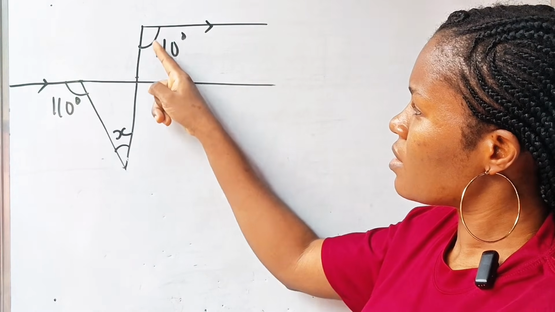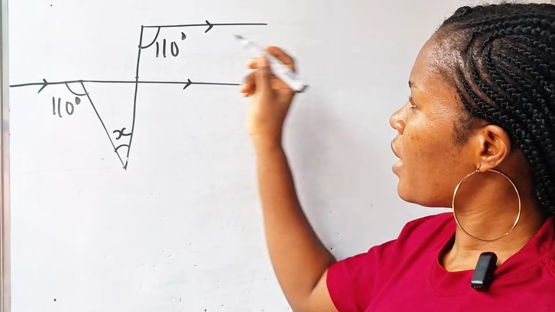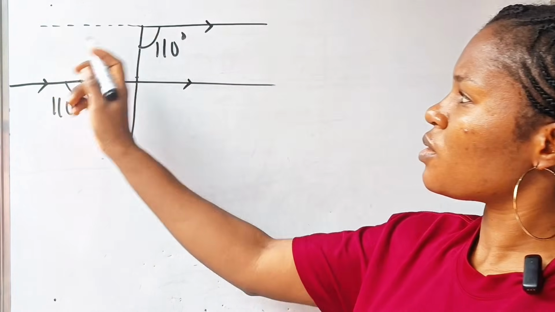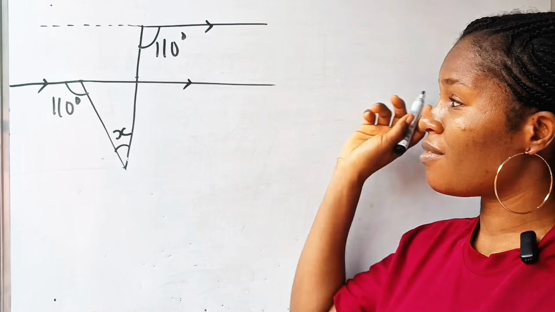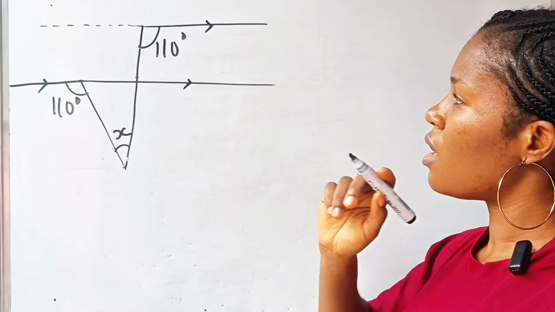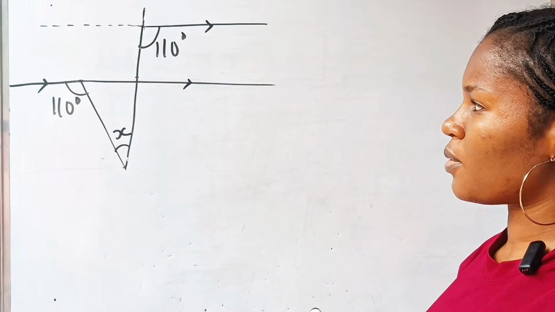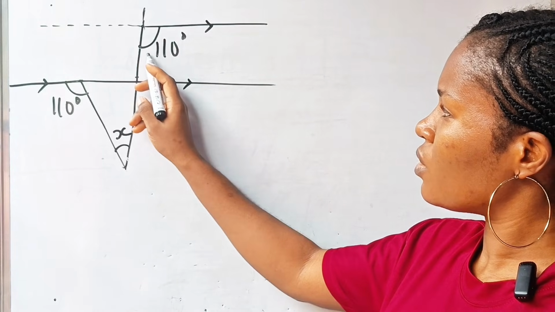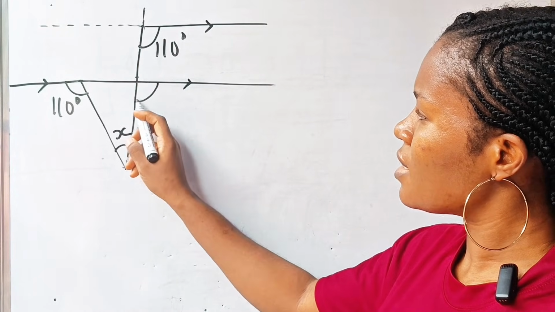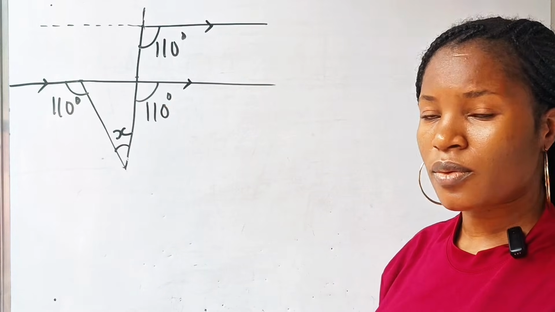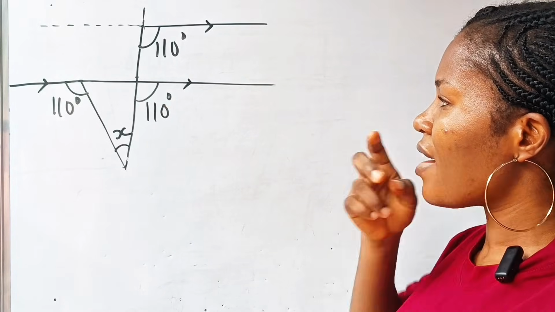So we have this. So you can see that if we should extrapolate this line, this is also a parallel line to this. So this is like a transversal. This line is a transversal. So if this place is 110 degrees, then this place should also be 110 degrees. They are corresponding.